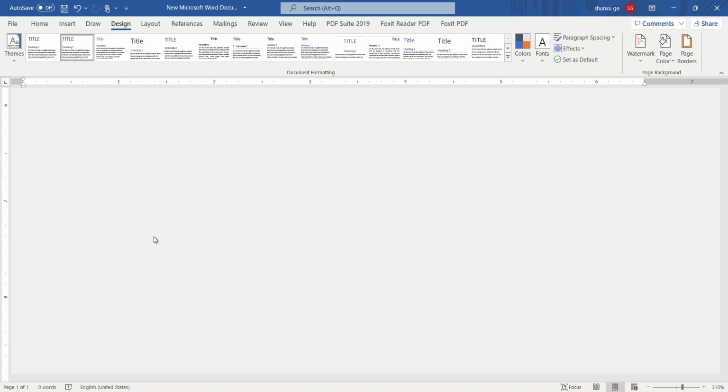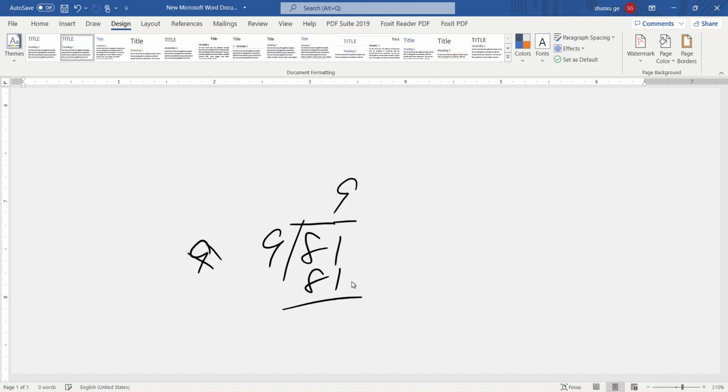So after we know the timetable, we should do division. We use our timetable for such as this: 81 divided by 9. How to get the quotient? The 9. Right? Okay.